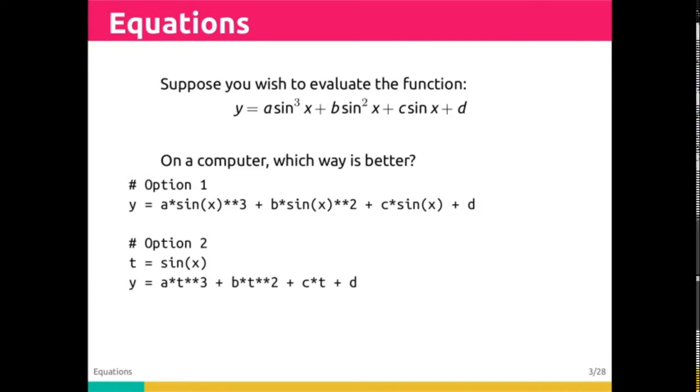Now, most of us would prefer option 1 on aesthetic grounds. The equation that we've written for y looks like what the actual mathematical statement should be. However, the first way takes 3 times longer on a computer. Each time the function sine is used, it is calculated again. Sine x is calculated again. Whereas in option 2, sine x is calculated once, and the value resulting from that function call is used over and over again, which is much more efficient.